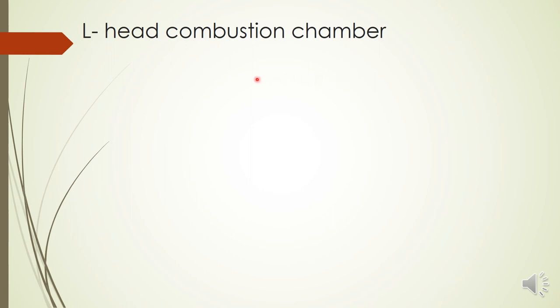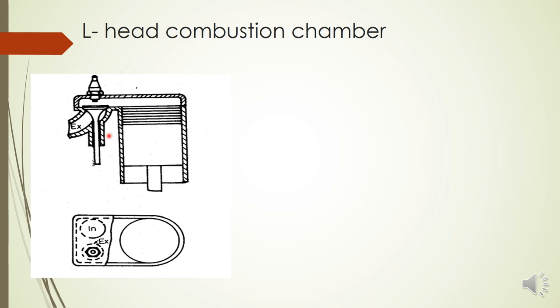Now we are going to the second type, this L-head combustion chamber. So this is a front view of an L-head combustion chamber. It is in the shape of an L. This is the top view. This is the exhaust valve here, and on the back side of the exhaust valve, we have the inlet valve. It's not shown in the figure, it is on the other side of this figure.